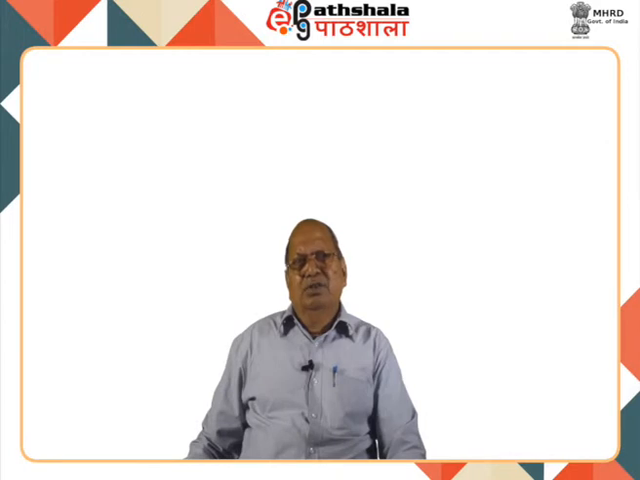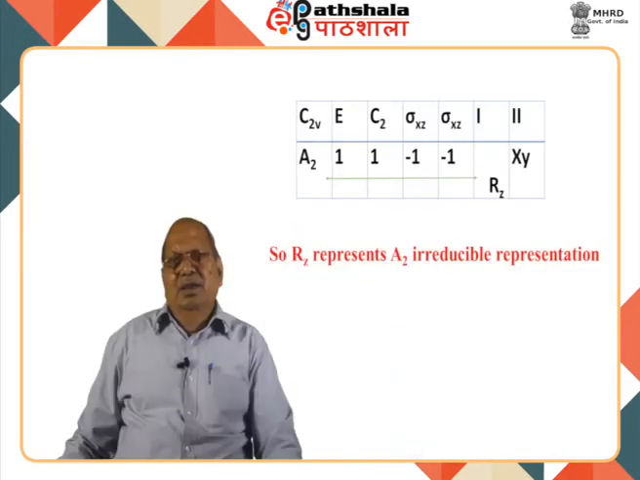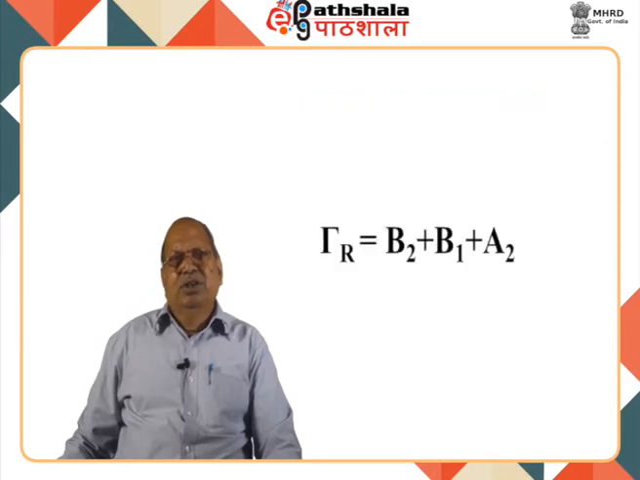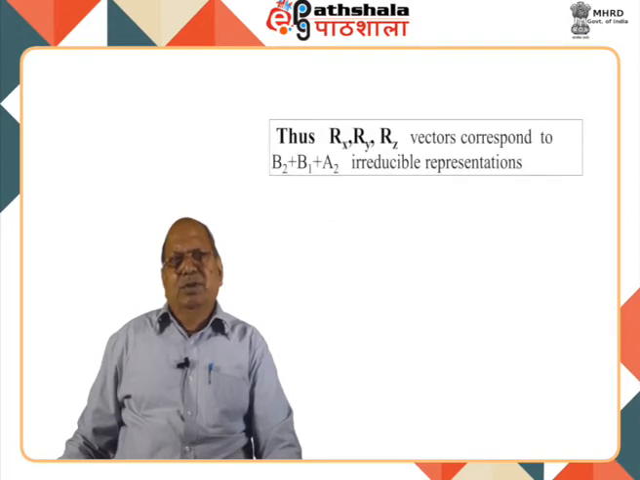Let us take the Rz rotational vector. First, we see for which irreducible representation it is the basis. In the character table, it represents A2, that is Rz. So, thus tau r, that is total tau r, for Rx, Ry, Rz has irreducible representation B2 plus B1 plus A2.